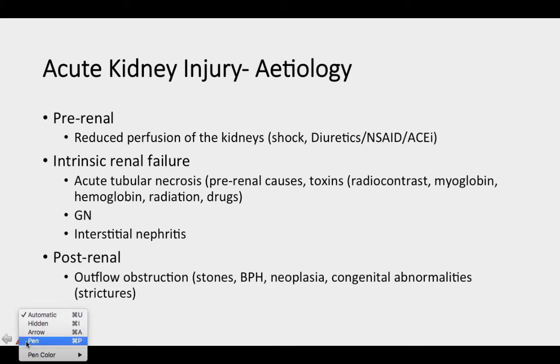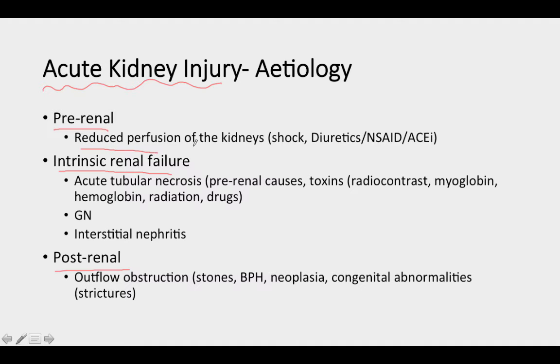So why do we get acute kidney injury? And what's a way we can divide the causes of injury to the kidney? Well, the way to divide it is by thinking of causes that are pre-renal, intrinsic to the kidney itself, and after the kidney. Pre-renal causes are due to reduced perfusion of the kidneys, right?